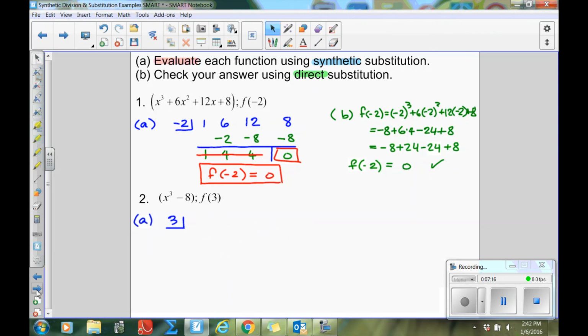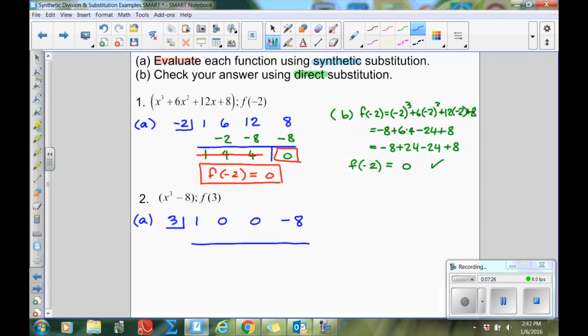And I think I know what the mistake was. I left off a negative with the 8. So 1x cubed, 0x squared, 0x, -8. So bring down, multiply, add, multiply, add, multiply. There we go. I'm going to get the 19 I was expecting. And again, because the directions asked us to evaluate, it's the remainder we need, not the coefficients. The function evaluated at 3 is 19.